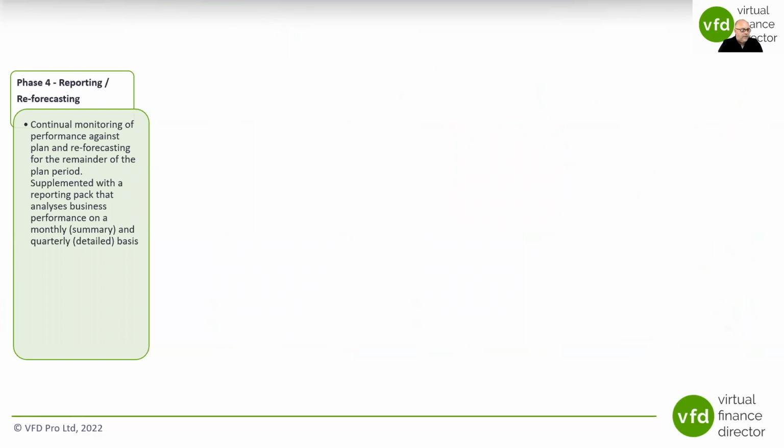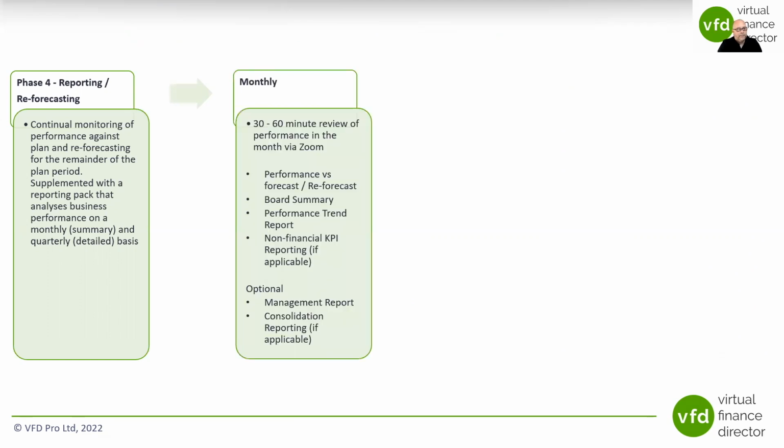What we would then need to do is report on that on an ongoing basis going forward. So phase 4 is our reporting and reforecasting phase, so every month I'm going to report against forecast. So a 30 to 60 minute Zoom call with the client, performance against forecast. I'm going to use the board summary, I'm going to use the performance trend, and if applicable, the non-financial KPIs reported as well. So that's what I'm going to use as my monthly pack with my client.